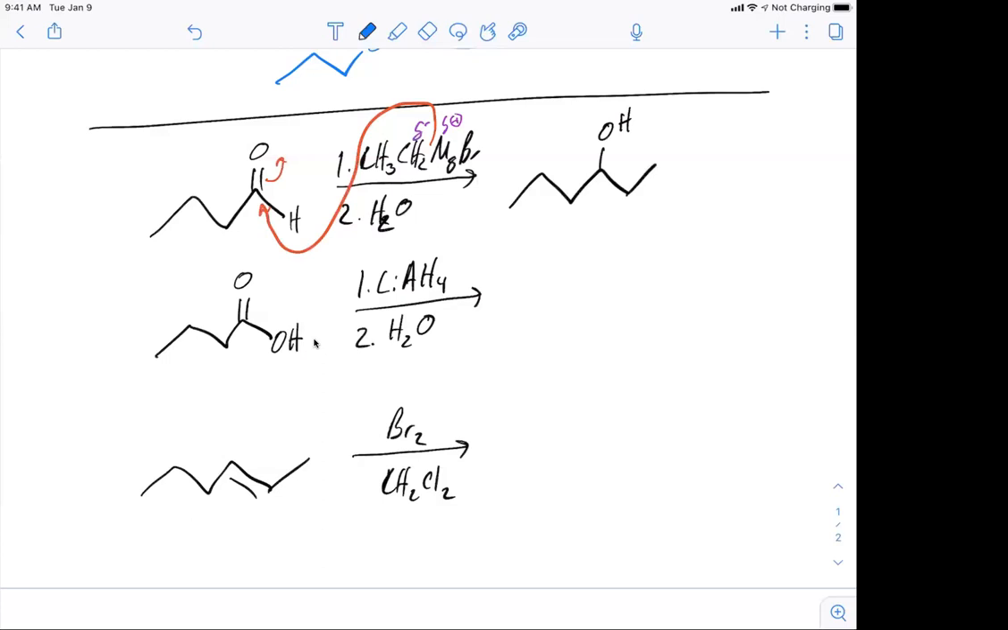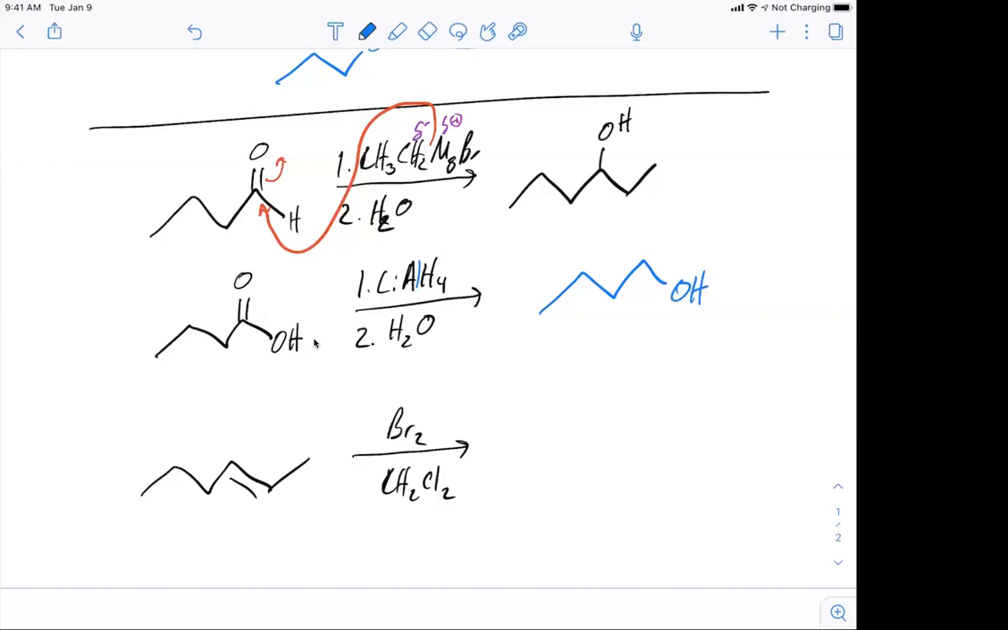Next one, we're doing a, that should be aluminum, a lithium aluminum hydride reduction. So a lithium aluminum hydride reduction with a carboxylic acid or an ester, both will give me a primary alcohol. Okay, so we get a primary alcohol there.